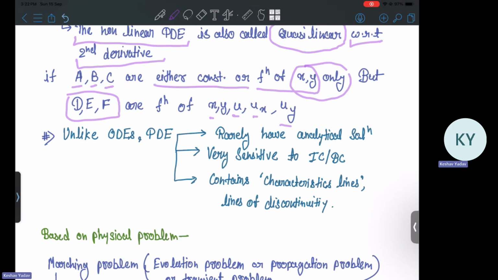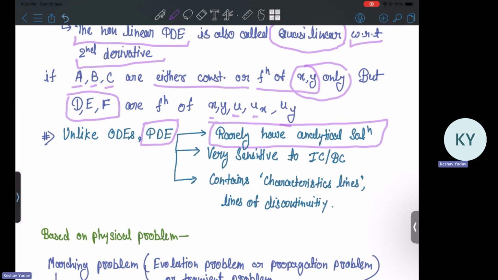Here one important thing to note is that PDEs are very different from ODEs. How? Generally, ODE solutions are possible, but analytical solutions of PDEs are rarely possible. In ODEs, we first solve the ODE, then we apply the initial condition and boundary condition to find the exact solution.